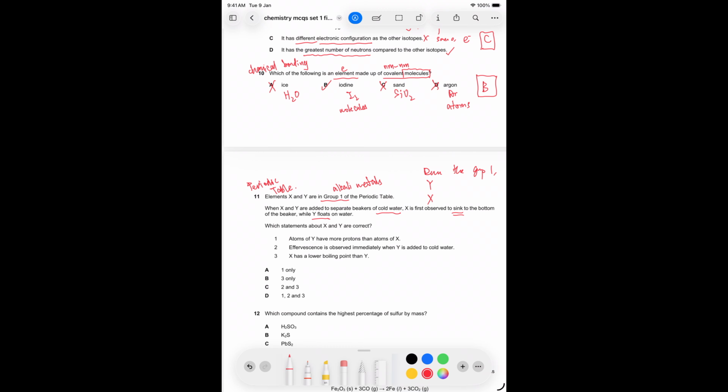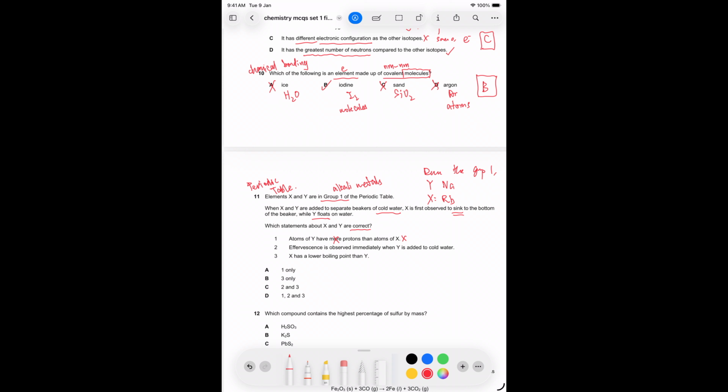So for example, Y can be sodium, and then X might be rubidium. Sodium is very light, so it will float on water, whereas X, for example rubidium, is denser, so it will sink to the bottom. Coming back to the question, which of the following statements about X and Y are correct? Atom Y has more protons. Atom Y, meaning sodium, has more protons. It's wrong. It has fewer protons.